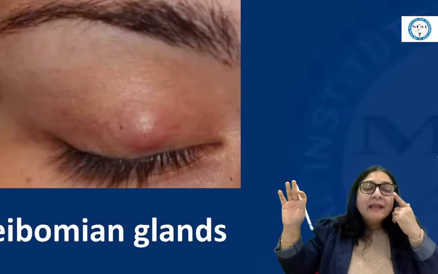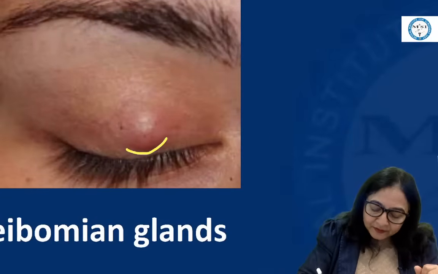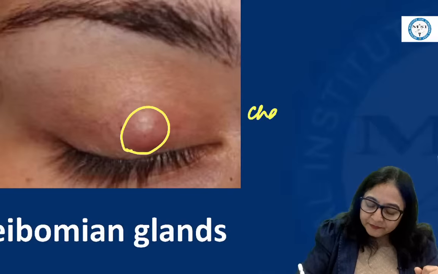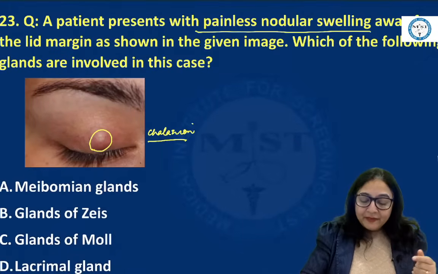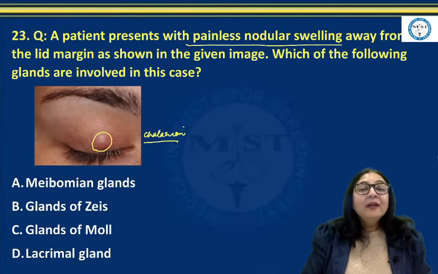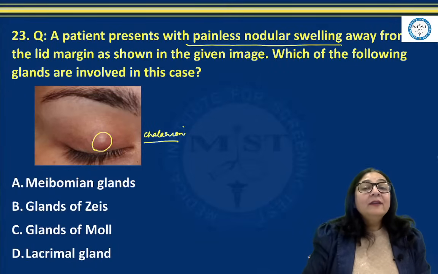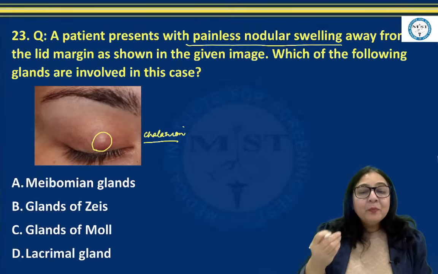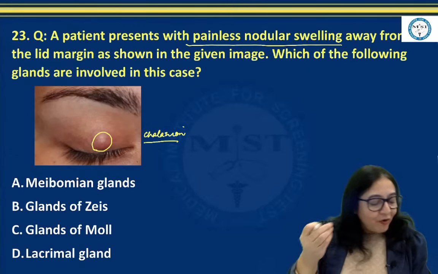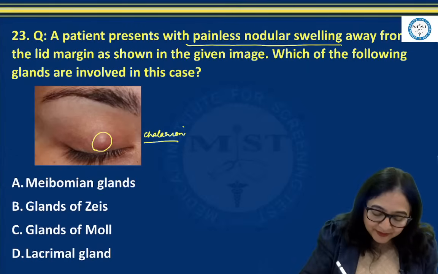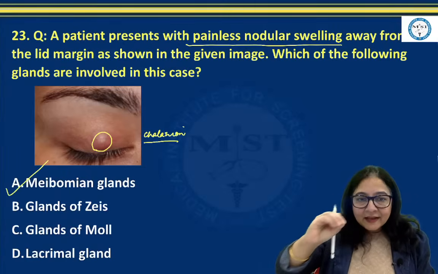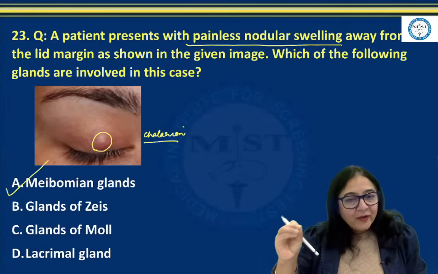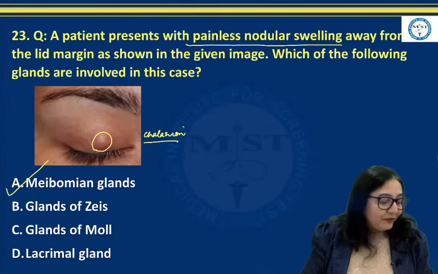Okay. So what will be the type of the glands involved in this case? So this is your chalazion. I don't think any one of you will miss it. So painless nodular swelling away from the lid margin as shown here. Okay. So what are the glands involved? So chalazion is a lipogranulomatous inflammation of the meibomian glands. Absolutely right. So the secretions, they get accumulated there. They are not able to drain. So there is this nodular swelling which appears.